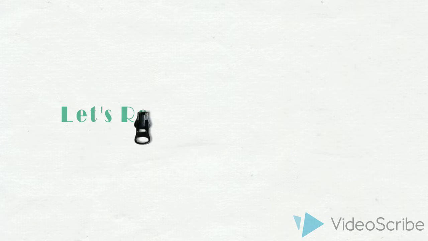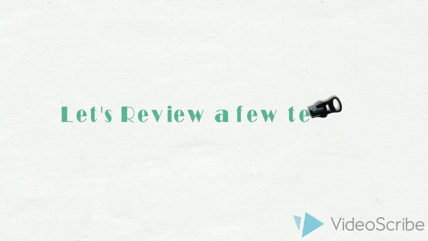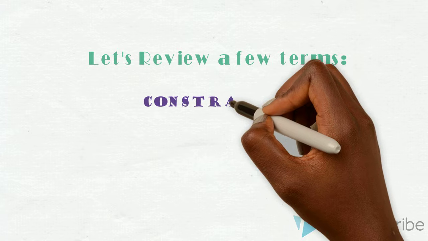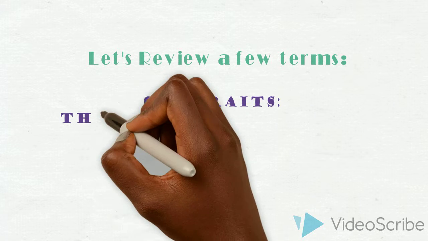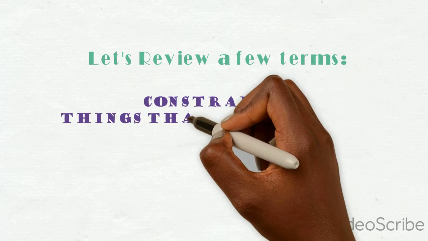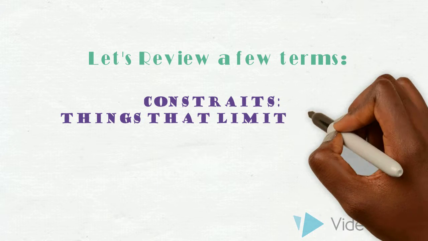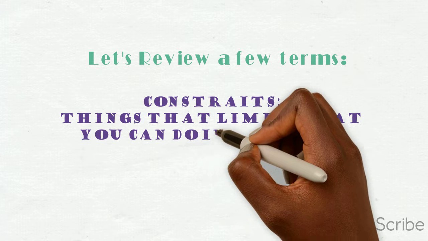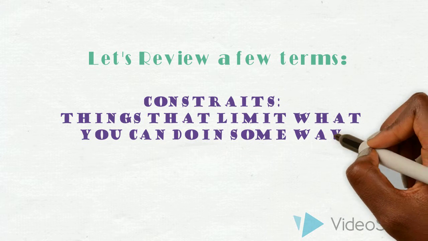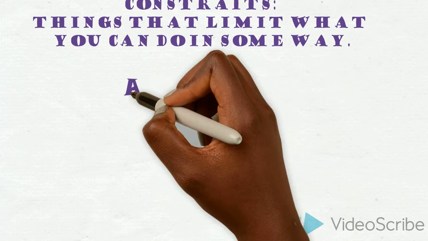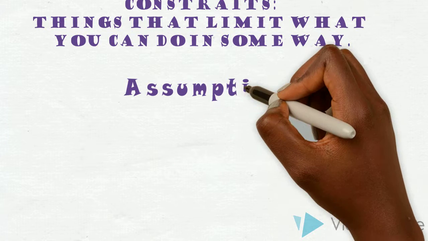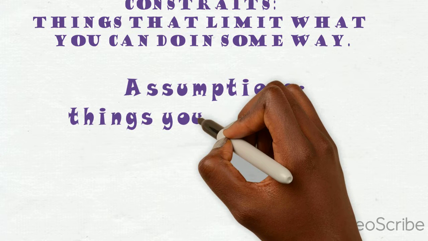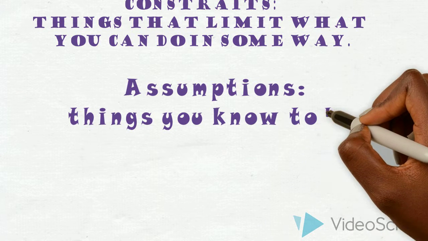So I know some of those terms are terms you don't know, so let's review a few of them. The first one is constraints. Constraints are something that limits you in some kind of way. Just think of it as a restriction. So one of the biggest constraints in projects is time and money. The next term is assumptions. These are things you know to be true about the project.